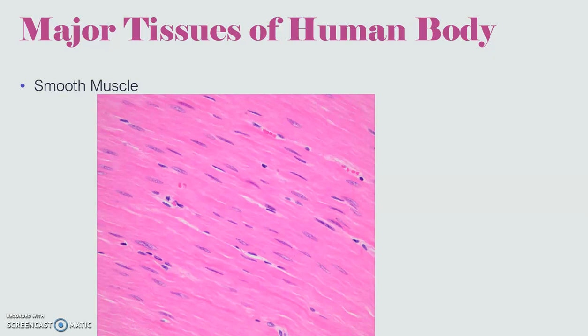It's also going to be found making up the walls of those blood vessels, those arteries and those veins that we talked about in the organ system of the cardiovascular system. So those are the many locations that smooth muscle can be found. Smooth muscle, just like your cardiac muscle, is also involuntarily controlled. And these are your examples of the 4 major tissue types of the human body.